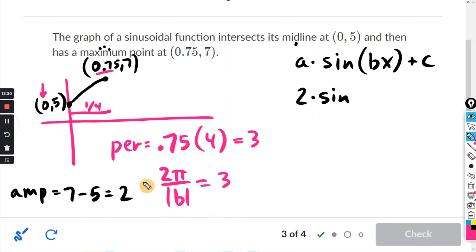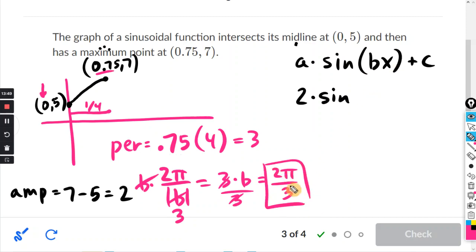All right, multiplying both sides by b, the b's cancel. Dividing both sides by 3, the 3's cancel. 2 pi over 3 equals b. All right, so bx is going to be 2 pi over 3 times x.